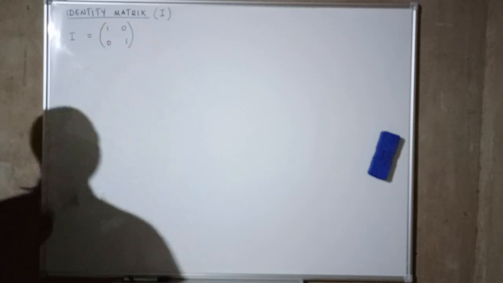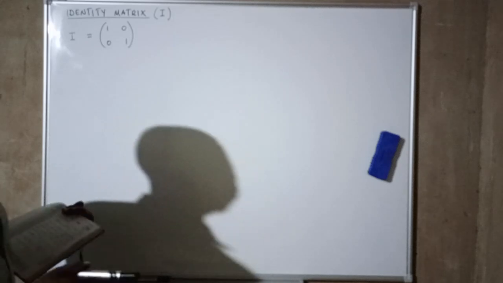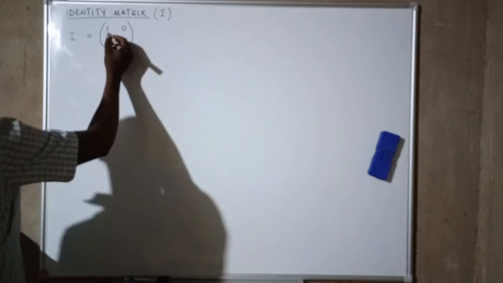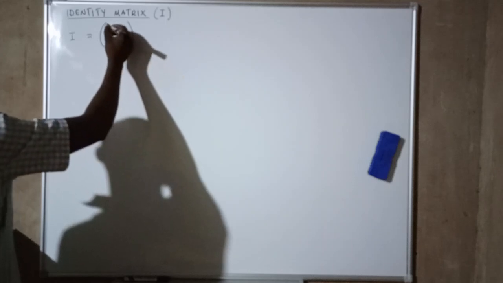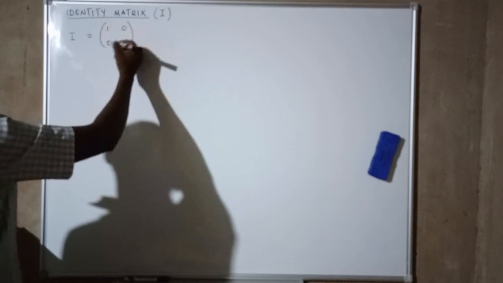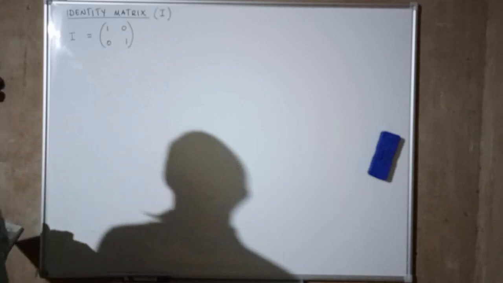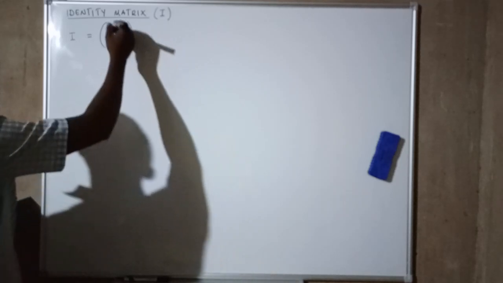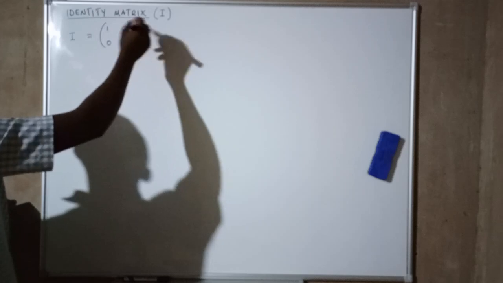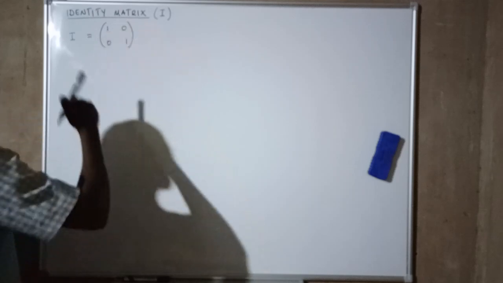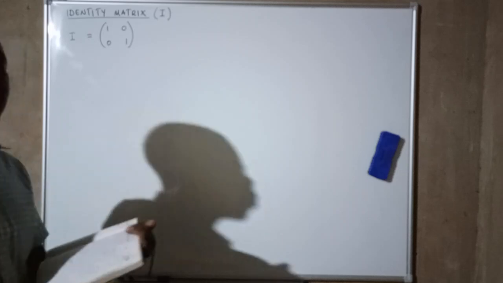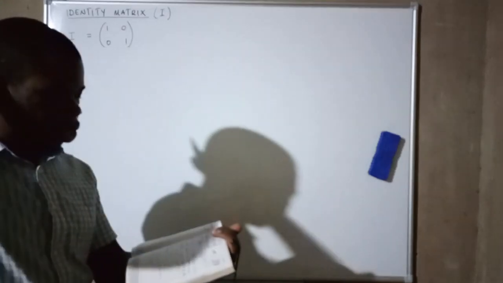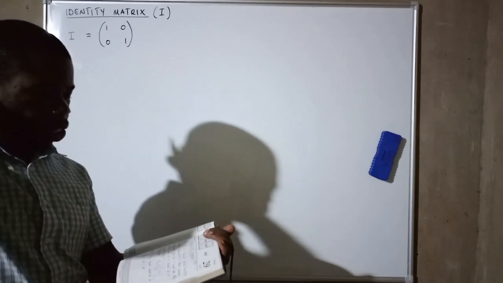So this is an identity matrix. These positions here are called diagonals: the major diagonal, and these are the minor diagonal. And if you have ones in the major diagonal and the rest are zeros, then you have what we call an identity matrix. So it is very, very important that you understand what it is.